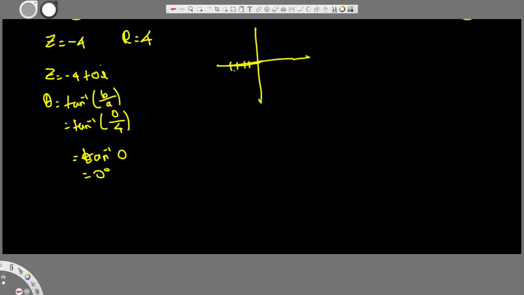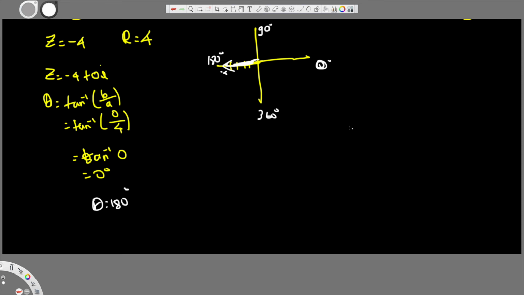So the real number is somewhere here, and the imaginary number is 0, so it doesn't matter. But since the real number is in the second quadrant, if it's here it's 0 degree, if it's here 90 degree, if it's here 180 degree, if it's here 360 degree. Since it's here, it's 180 degree, so 0 degree is wrong. The answer is 180 degree.